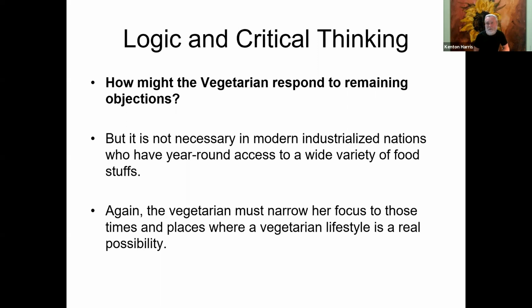Now, since then, she's learned to be much more circumspect in what she eats, and she looks marvelous and is doing very well. She has had two children, is very active in Taekwondo and a professional dancer, et cetera, and is very healthy, but on a vegetarian diet. But it means varying your food, varying your diet. So the vegetarian must narrow her focus to those times and places where a vegetarian lifestyle is a real practical possibility, where you have year-round access to a variety of foodstuffs.